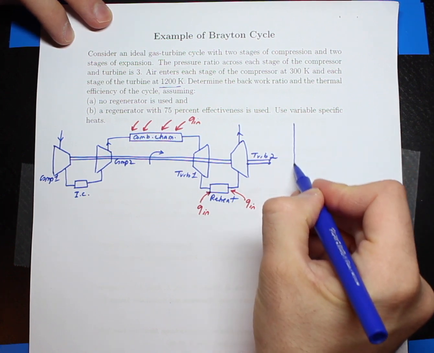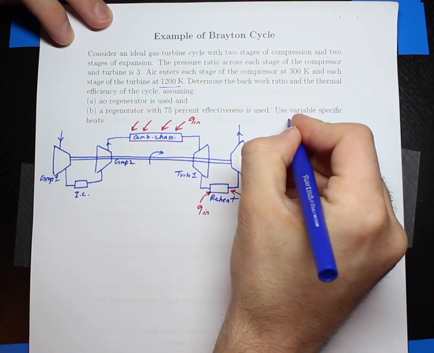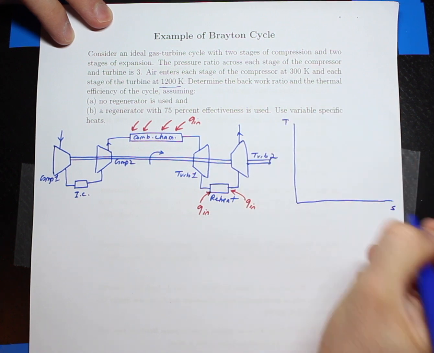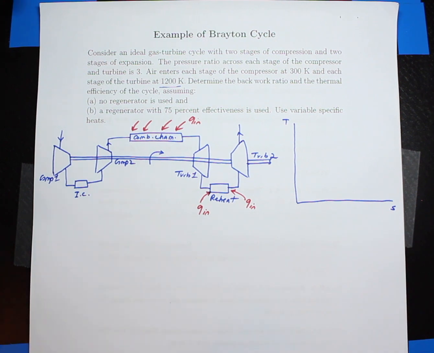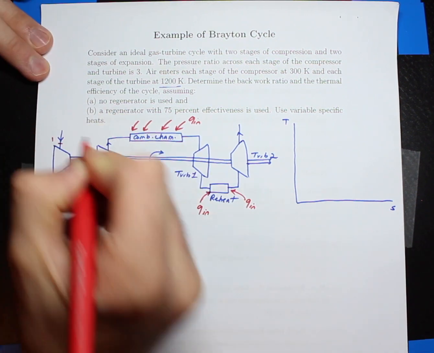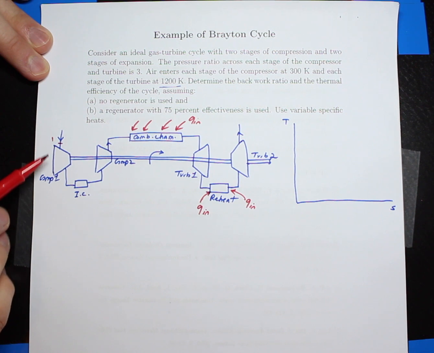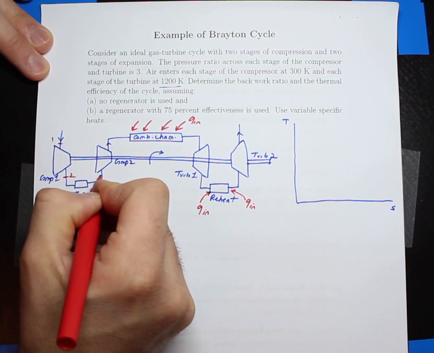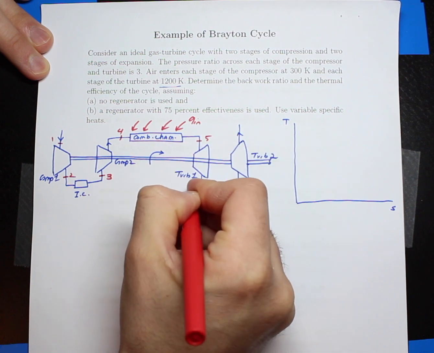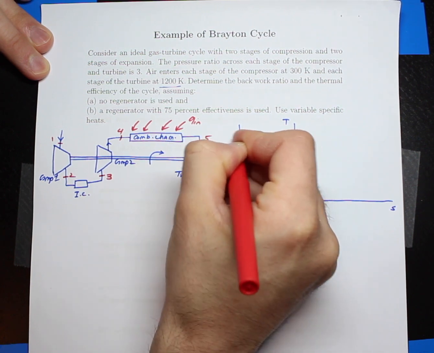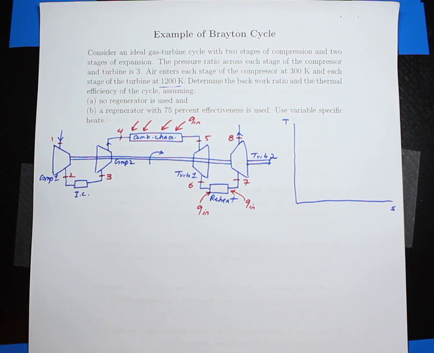But before jumping into that, I would also like to draw the T-S diagram for this cycle. Temperature is the vertical axis, entropy S is the horizontal axis. I am going to show the 8 points that I have in this cycle. Let's say point 1 before the compressor, point 2 after the compressor, 3, 4, 5, 6, 7, and 8.